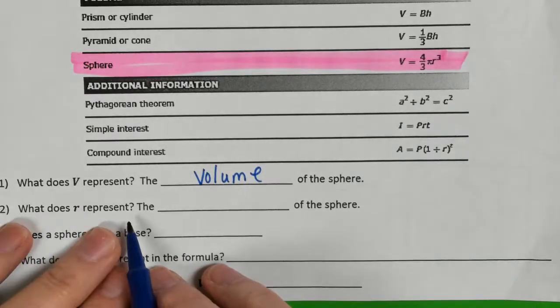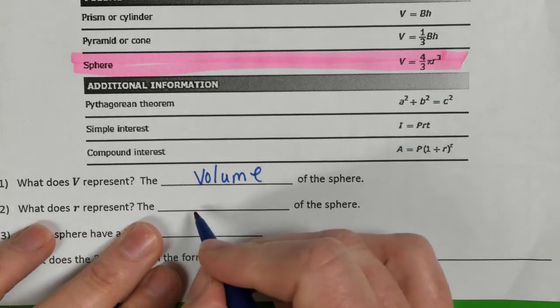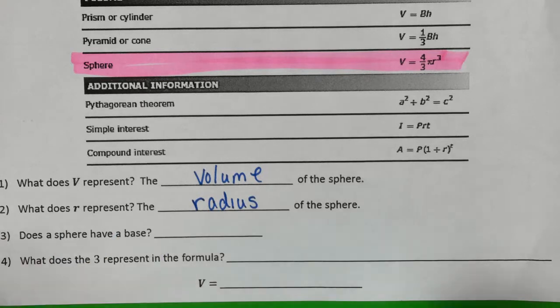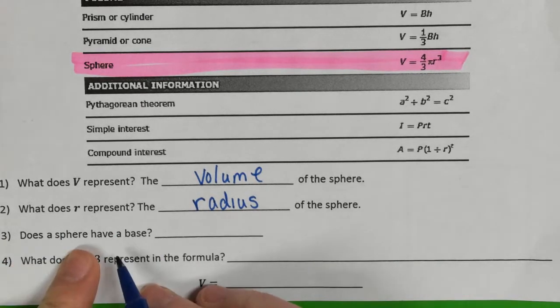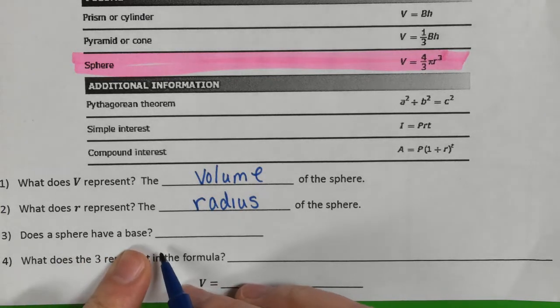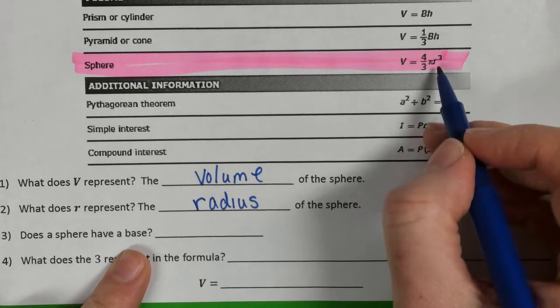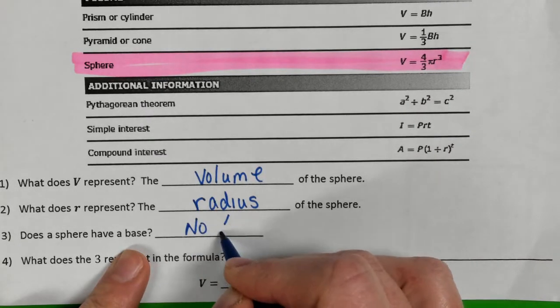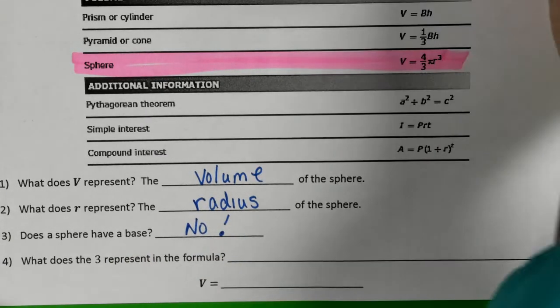It says, what does the R represent? Well, hopefully we still know that the R represents the radius. Question 3 says, does a sphere have a base? And the answer is no. That's why it does not have a capital B. No, it does not have a base.